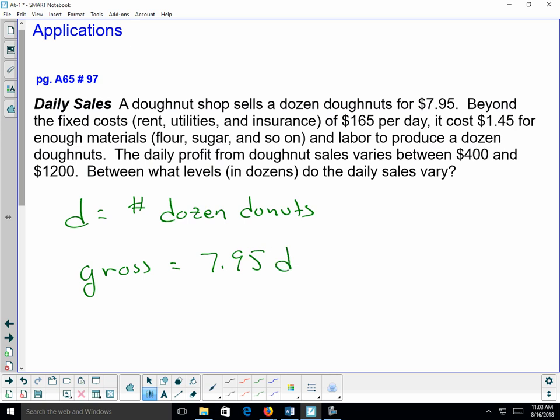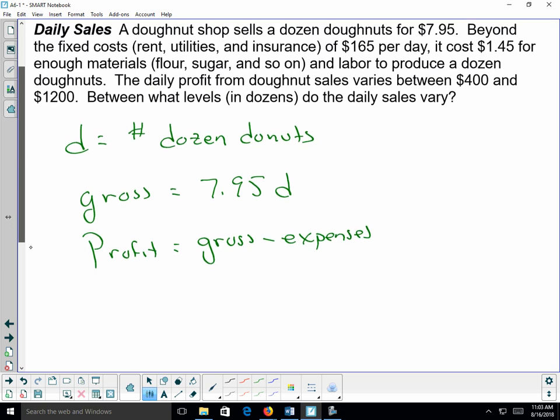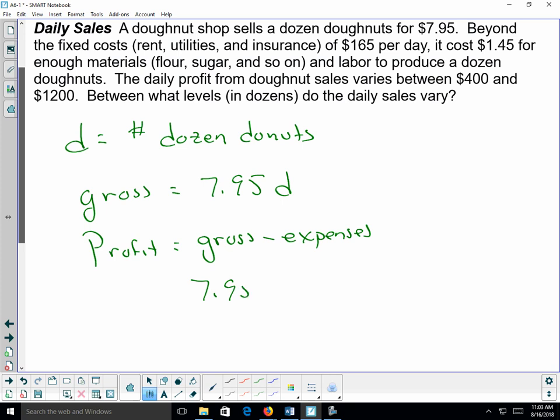To find the profit, if I'm in business, my profit is going to be my gross minus my expenses. My gross, we just said, was $7.95D. My expenses are going to be that $165. No matter how many dozen donuts I make, I still have to pay that $165, plus $1.45 for each dozen donuts that I make. That's going to give me my profit.